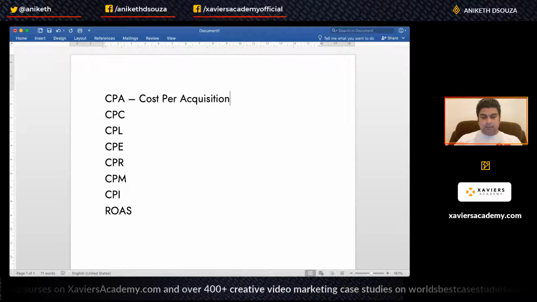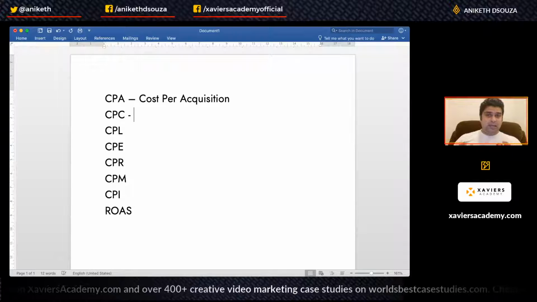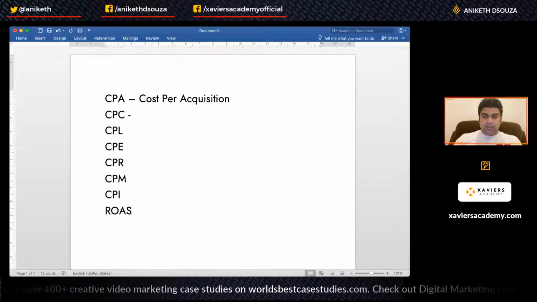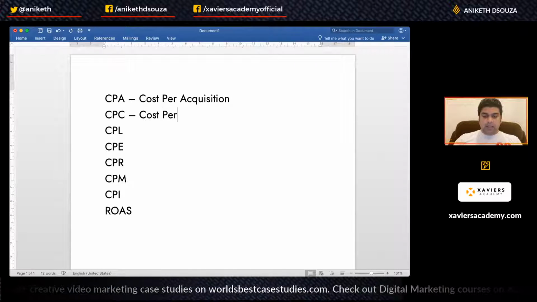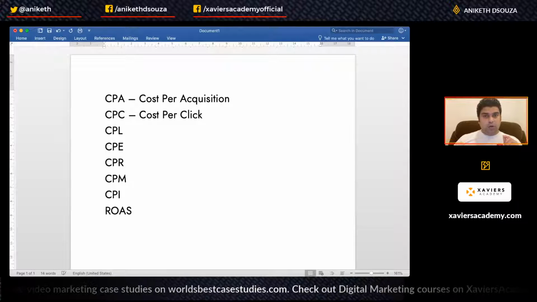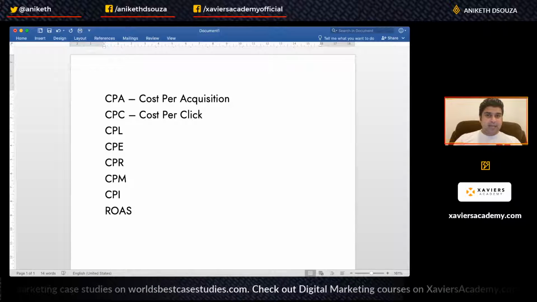Let's look at the next one. It's CPC, and this is usually used when it comes to digital marketing advertising terms. This one is cost per click, which means the cost for getting a person to click on an ad. So that's basically cost per click.